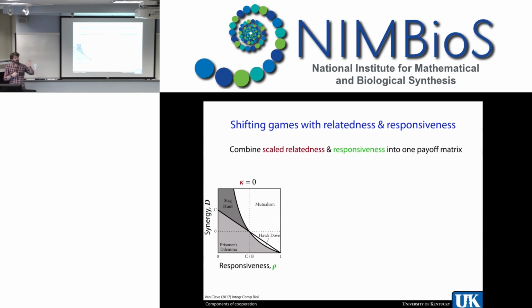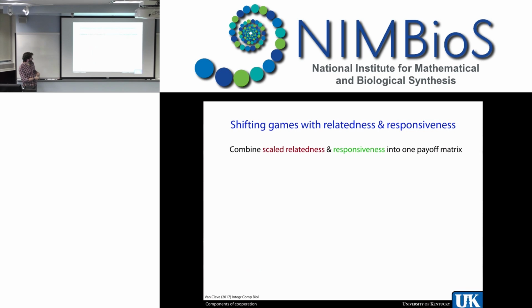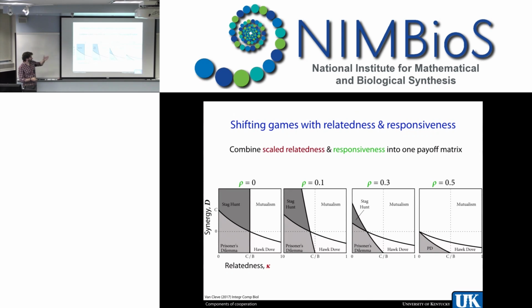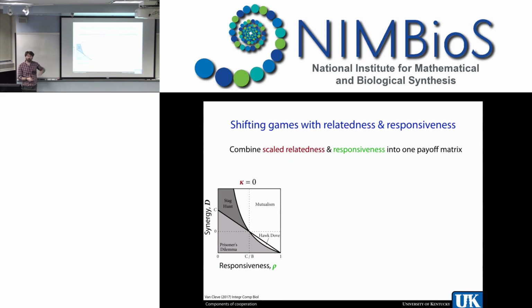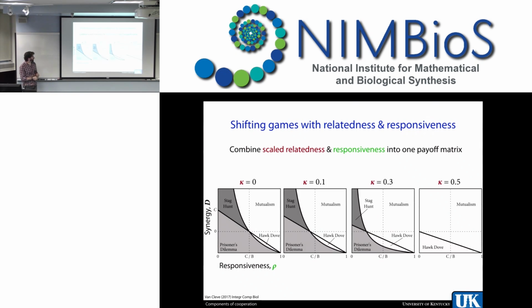That was one slice of this multi-dimensional parameter space. We can take the analogous slice, instead of having each of these plots be slices through different values of responsiveness, and do slices for different values of relatedness. We get a qualitatively similar picture where, again, you're getting mutualism once those two factors are high enough, and if synergy is strongly negative enough, you're getting a hawk-dove game. You're getting this polymorphism for cooperation in the population.